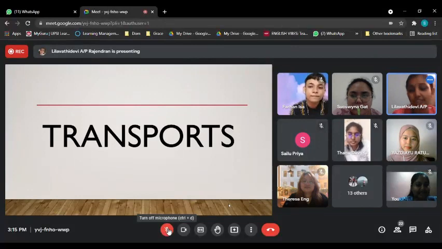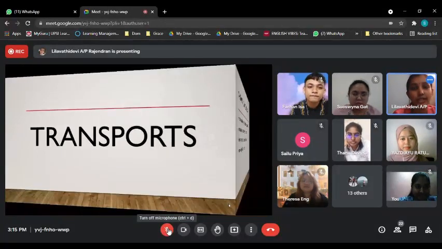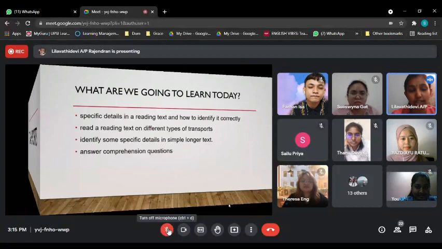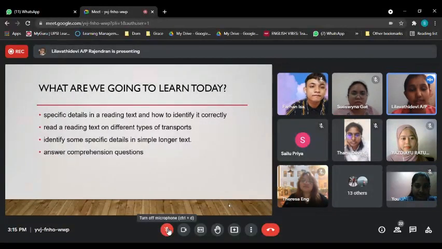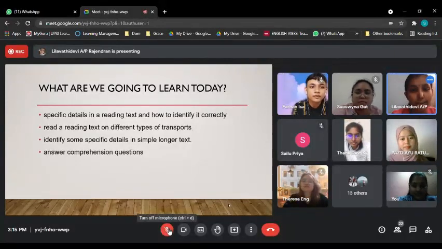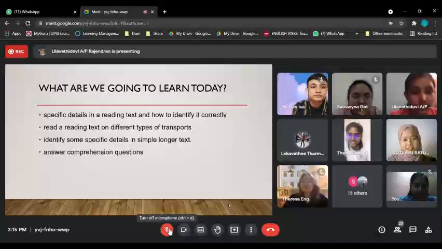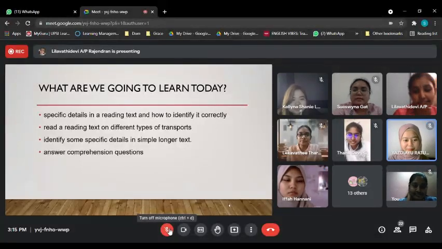So basically, what are we going to learn today? You're going to learn specific details in a reading text and how to identify them correctly using the scanning technique. Then you're going to read a text on different types of transports and identify some specific details in it. Finally, we are going to answer a few comprehension questions together. Do you all have any questions about our class today? No, teacher. That's so good. Let's move on.